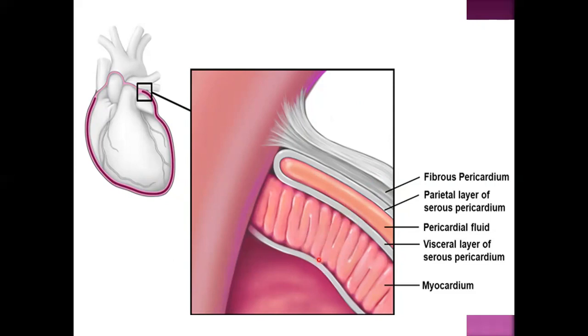This is the wall of the heart, and the wall of the heart is composed of three layers: the innermost layer, towards the cavities of the heart, known as the endocardium; then a thick muscular layer, the myocardium; and then the outer layer, the epicardium. The epicardium is another name for the visceral layer of serous pericardium. The visceral layer of serous pericardium and the epicardium are one and the same thing.